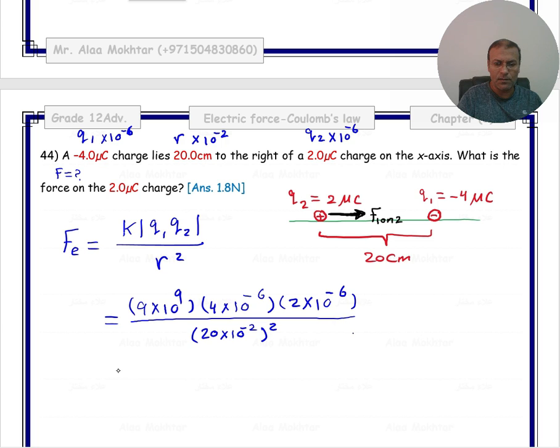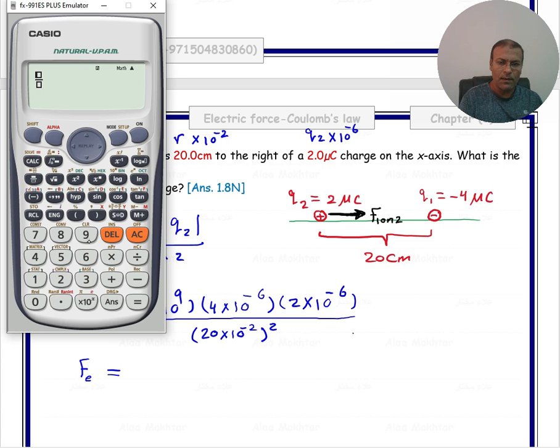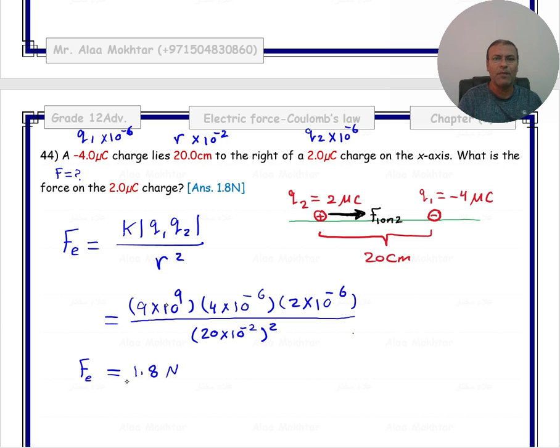Using your calculator, the force acting on the positively charged one equals fraction 9 into 10 power 9 multiply 4 into 10 negative 6 multiply 2 into 10 negative 6 over 20 multiplied 10 to the negative 2 squared. The answer is 1.8 Newton. This is the magnitude.